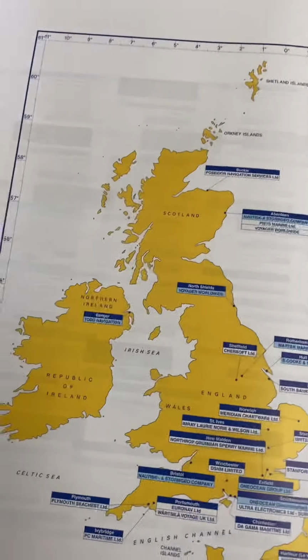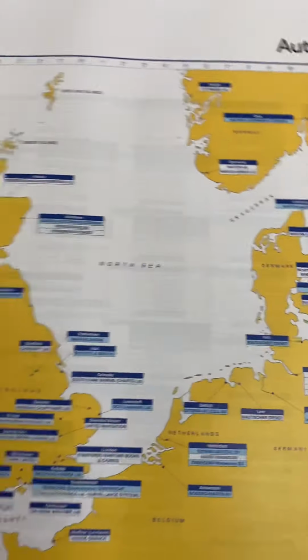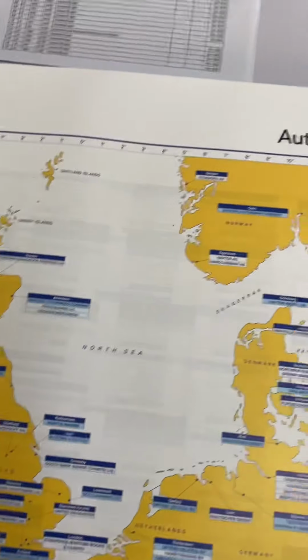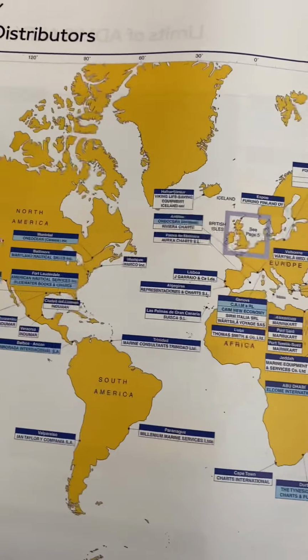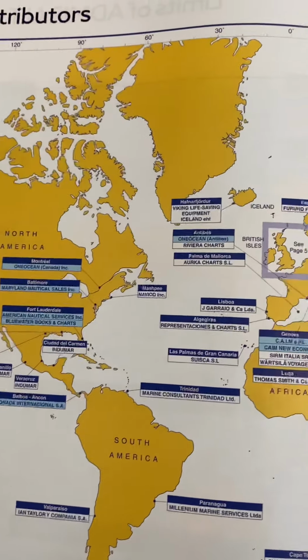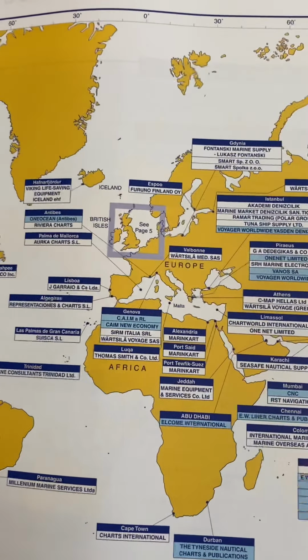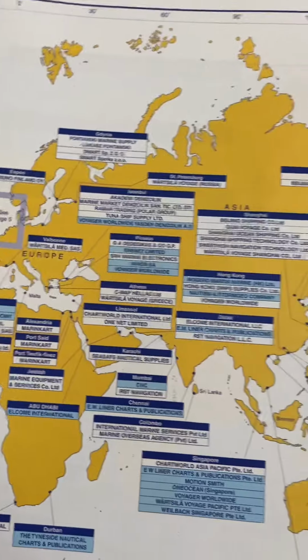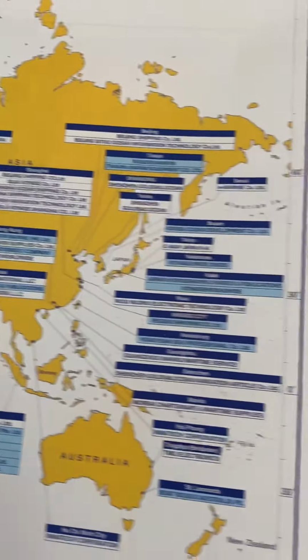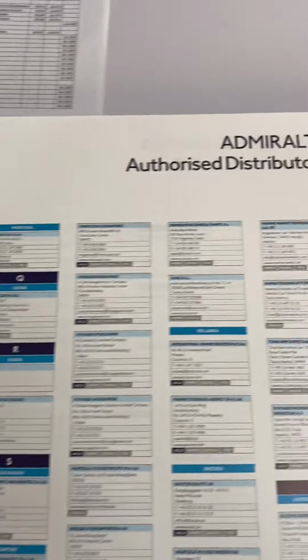As you can see, on the next page are the Admiralty Authorized Distributors. So anywhere in the world you are traveling, you can just select from this page all the authorized distributors of the Admiralty charts. Okay, then we will go again to the next page. So this is the continuation of the distributors.